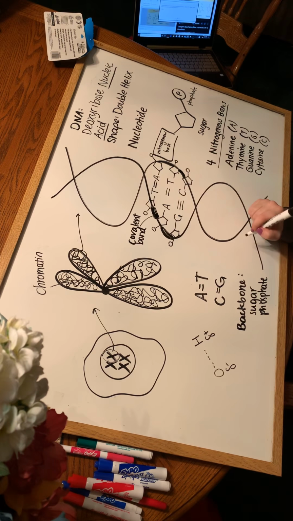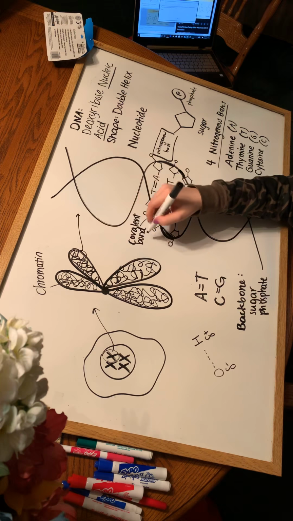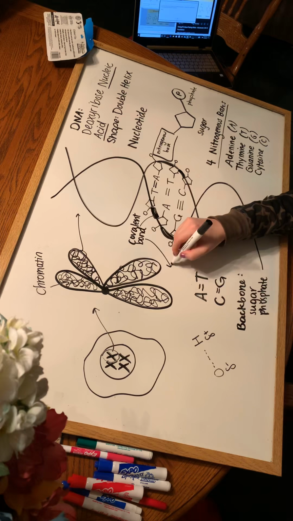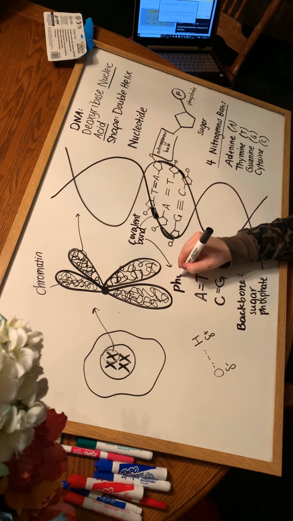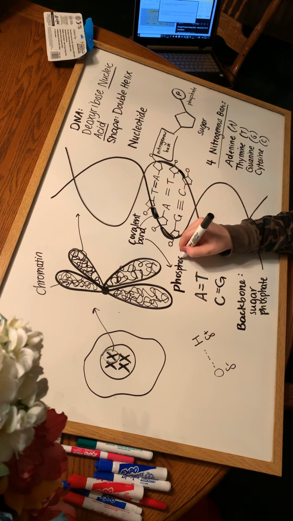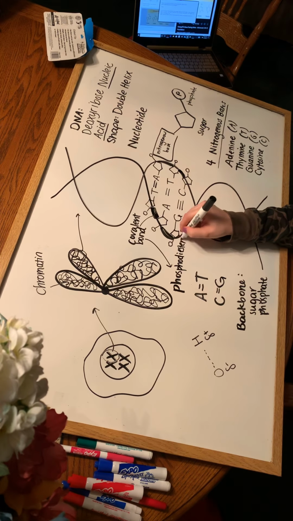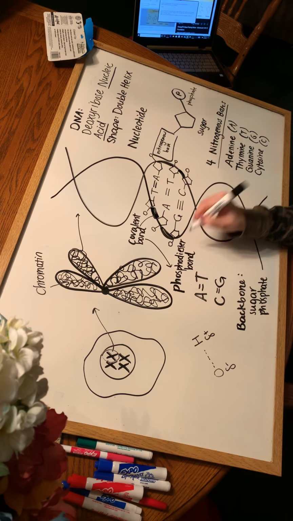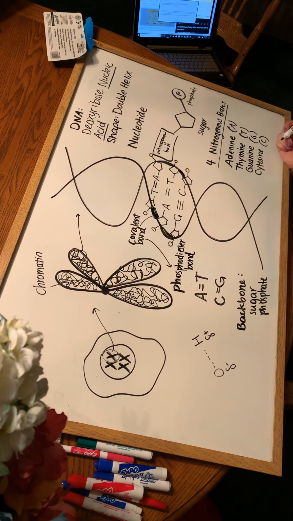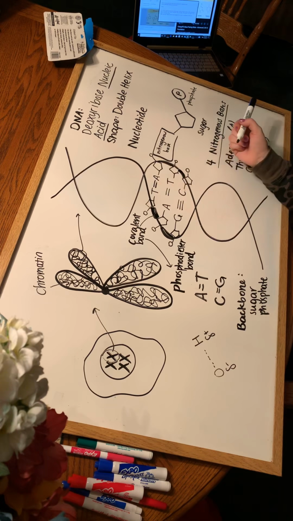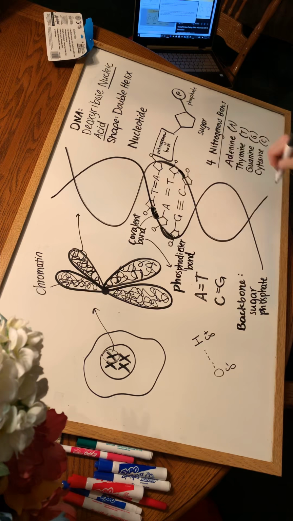Okay, the specific name of that covalent bond, I ran out of room, I'll just put it right here. The specific name is a phosphodiester bond. Okay, so hydrogen bonds hold together the middle, covalent bonds hold together the backbone. So that's the basic structure.